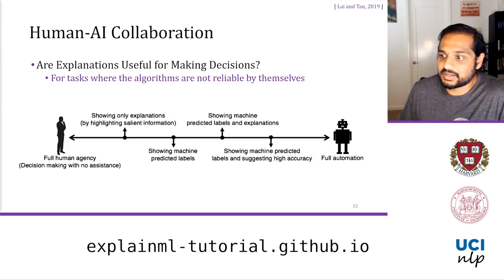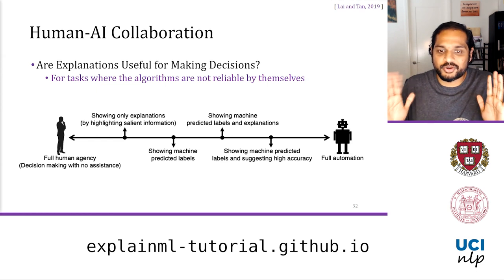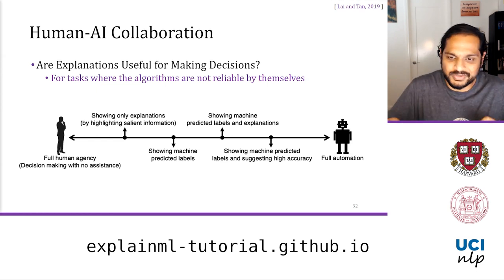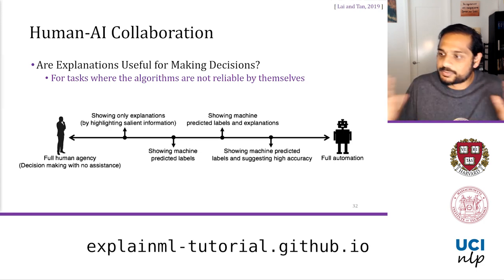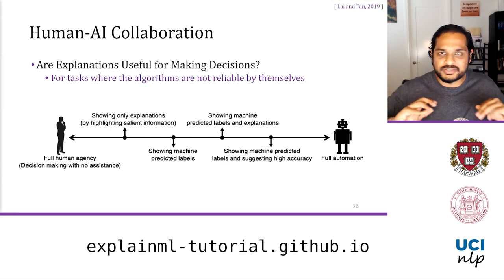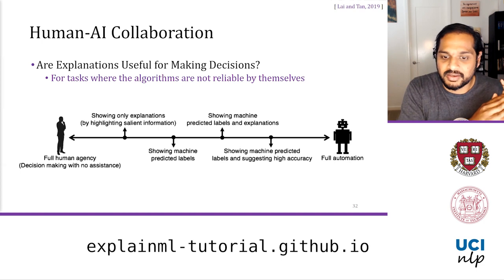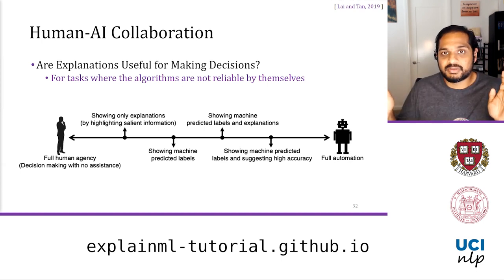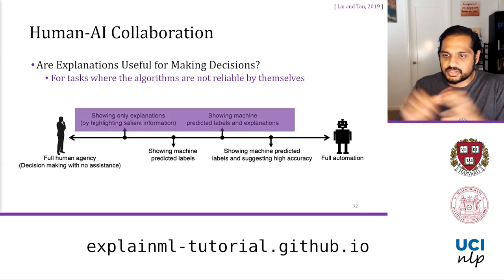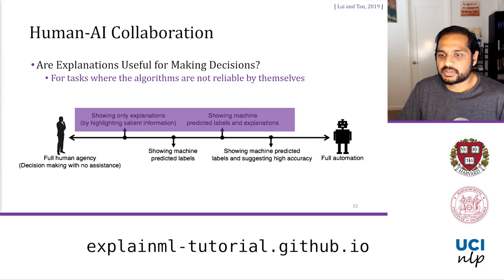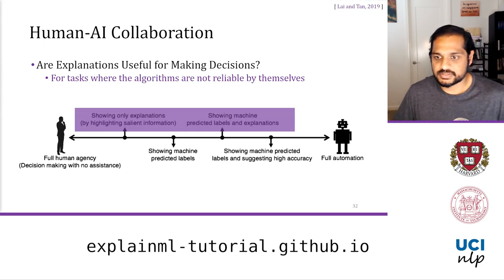There's a paper here by Lai and Tan, which does a really good job of talking about this, not as a binary, are you using explanations or not, but as a whole spectrum going from full human agency, not using any machine learning, all the way to full automation, where it's just an AI algorithm making decisions, with a bunch of points in between where there is a collaboration going on. Specifically for explanations, those are the two points in the middle that come up: when you show explanations and still ask the user to make a decision, are they able to do that? Are they able to do that better than without explanations?